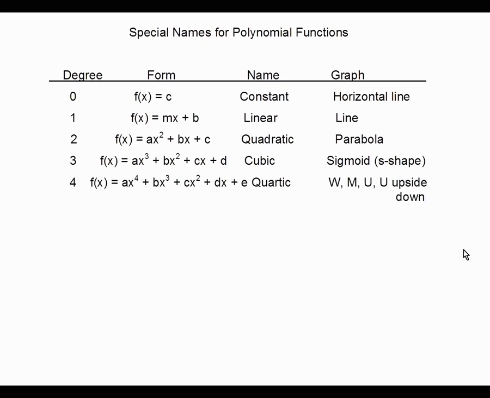Degree 4. It looks like f of x equals ax to the 4th plus bx cubed plus cx squared plus dx plus e. It's called quartic. Quad is also a prefix for 4, even though it applies to degree 2 polynomial. So since quad was taken, we had to go to the other prefix for 4, quartic. The graphs, a W, an M, a U, or a U upside down. It's just a coincidence that it's degree 4 with 4 possible shapes, because if you think about it, an M is a W upside down. So it's really only 2 basic shapes.